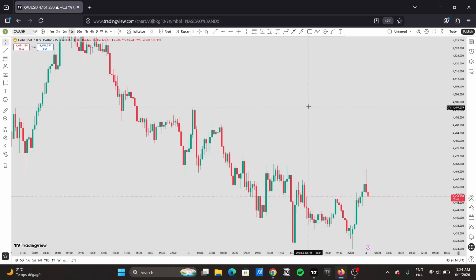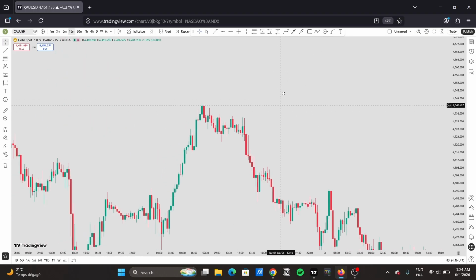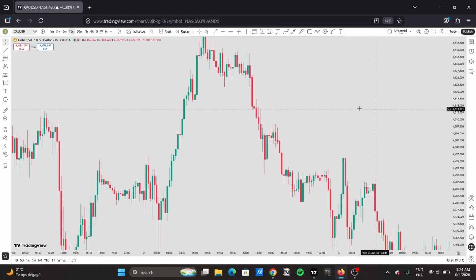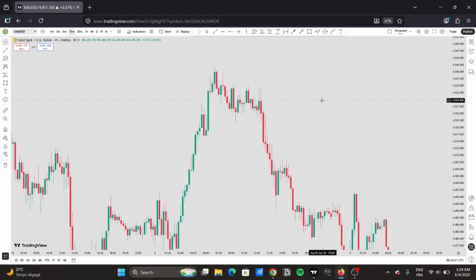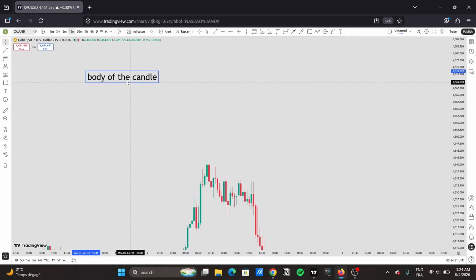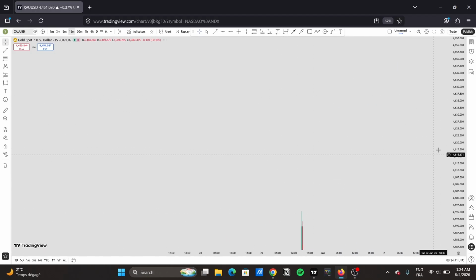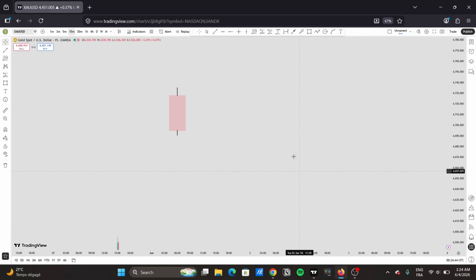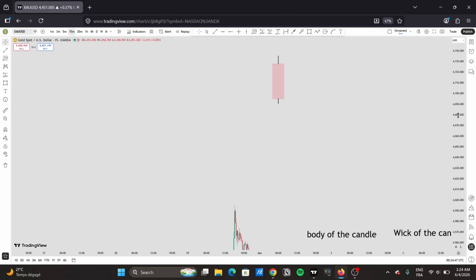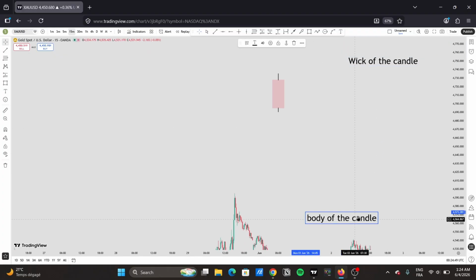Now, to explain what candles are, candles are mainly built from two things: first of all, the body of the candle, and then the wick of the candle. Let's take here the example of a candle. This is a bearish candle, for example. Let me take this one with us.